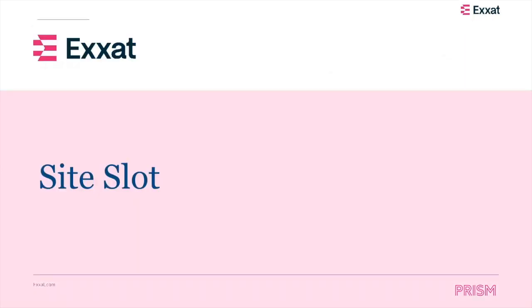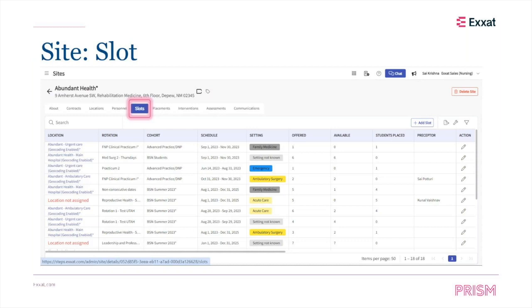Site slots. So on the top, till now we have completed contracts, like how the contracts are being added, how we can extract contract reports, the list of locations if it's an overarching entity, and how we add location-specific information such as about, association, and all those personnel-specific information.